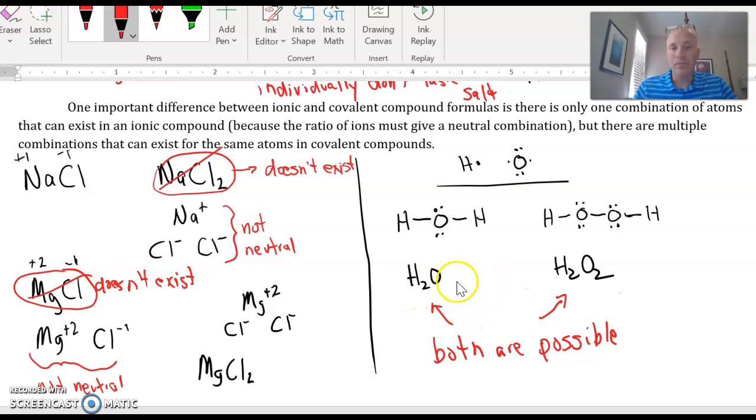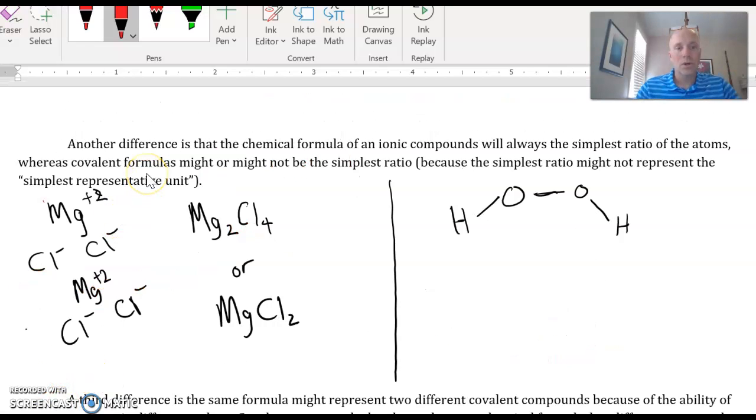All right, so just realize that's going to be a fundamental difference between these types of compounds. Another difference between ionic and covalent compounds is that with ionic compounds, the simplest representative unit will always have a ratio which is fully simplified, the simplest ratio between atoms. Whereas with covalent compounds, the simplest representative unit might not be the simplest ratio between atoms.